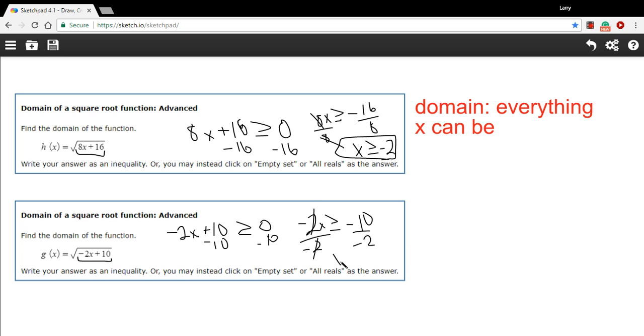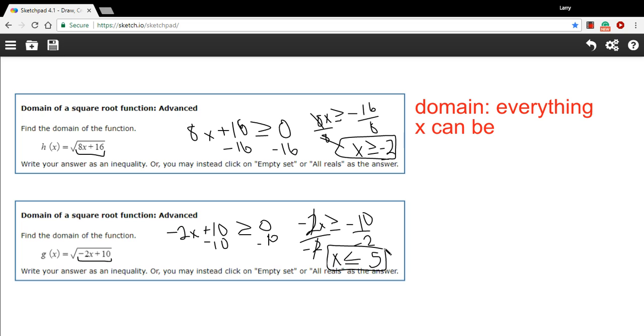I'm going to get x on this side, and on this side I'm going to get a positive 5. Negative 10 divided by a negative 2 is a positive 5. But the inequality sign flips. So this is going to go from greater than or equal to, to less than or equal to. So our answer here for the domain is x is less than or equal to 5.